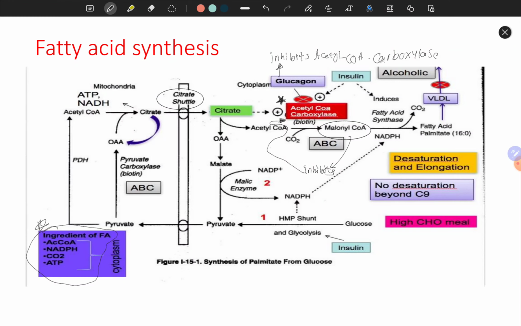Let me show the carbohydrate one. If someone is eating a large amount of carbohydrate or sugar, you see glucose change to pyruvate inside the mitochondria. This is stimulated by insulin.